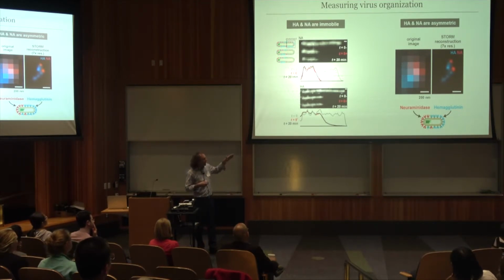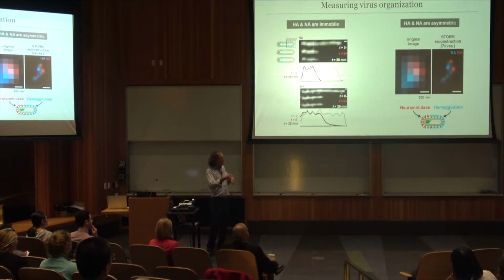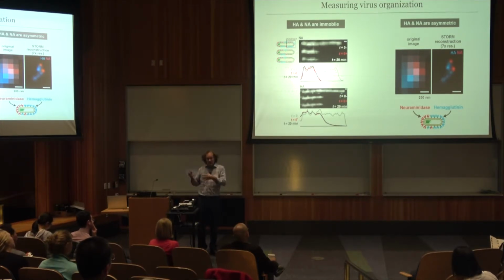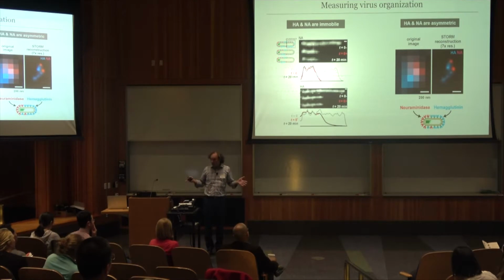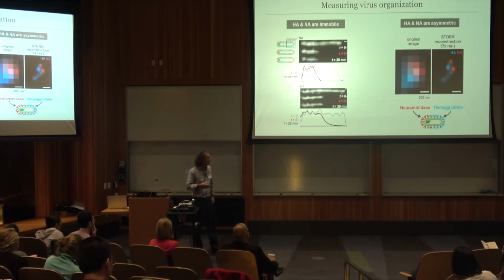And what he found was that there's a bias for the NA to be on one end of the virion. It turns out that it's the end that has the nucleoprotein. But it's not evenly distributed. These two proteins are not well mixed, which is consistent with cryo-EM that has been done of individual virus particles. But now we can look at populations as a whole and see that indeed there is a bias for the hemagglutinin to be on one end and the neuraminidase to be more distributed across the other side.